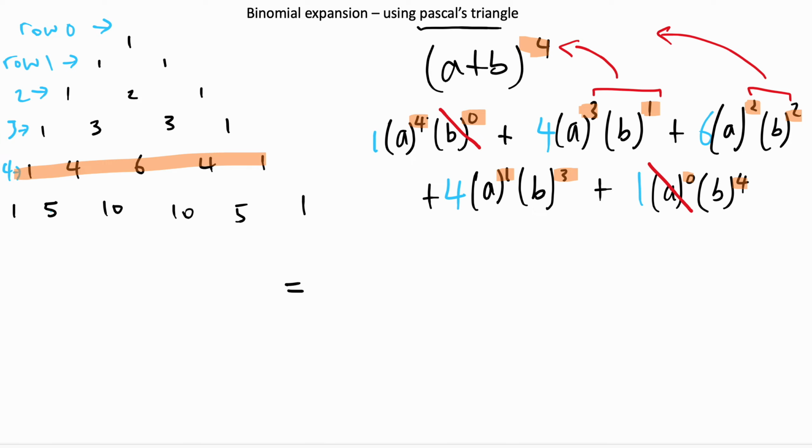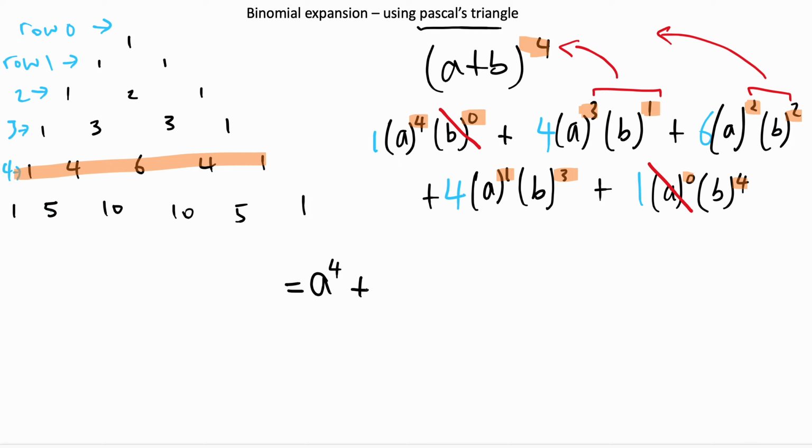So the equal sign, 1 times a to the power of 4. Well, that's just going to be 1a^4, right? I'll just simplify the 1 and just get rid of it. So a to the power of 4 plus 4 times a cubed multiplied by b to the power of 1.